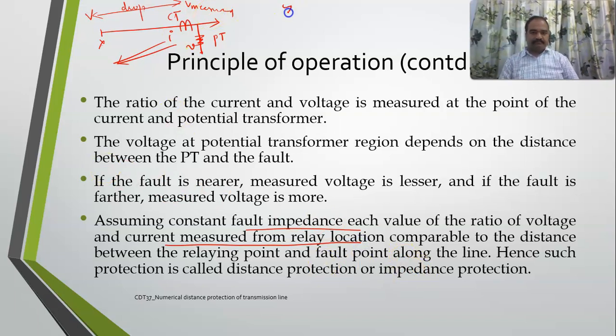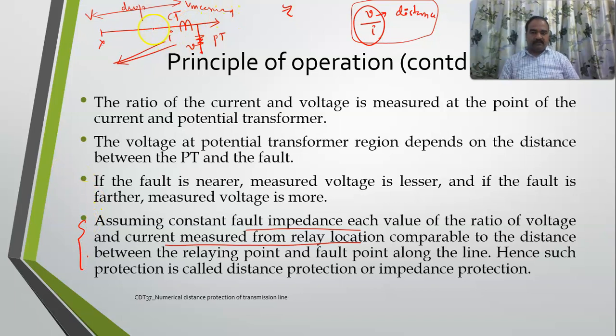This V by I generally remains constant if you consider a short transmission line. Normally I will be constant, only V will be varying based upon the distance. Since V depends on the distance from your point of measurement to the point where your relay is, that's why it is generally considered a distance relay. So it will be varying based upon your distance. Okay, this is the meaning of this.